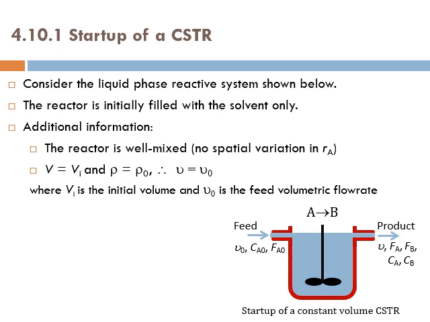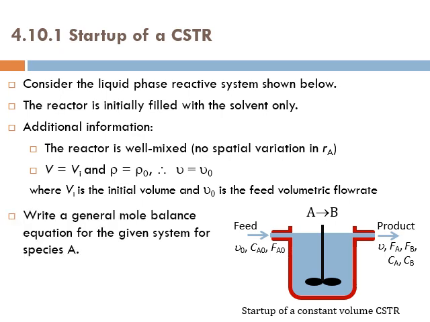What else? Epsilon, the density of the reaction mixture inside the reactor, which would be the density of the leaving stream as well. It equals the inlet density, rho naught. Therefore, we will end up with epsilon equals epsilon naught, where VI is the initial volume and epsilon naught is the feed volumetric flow rate.